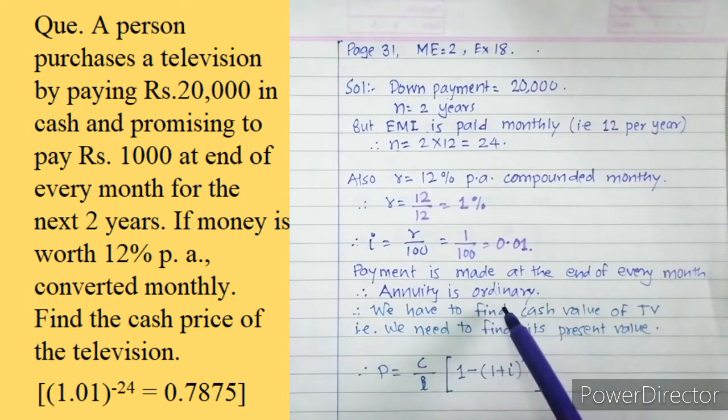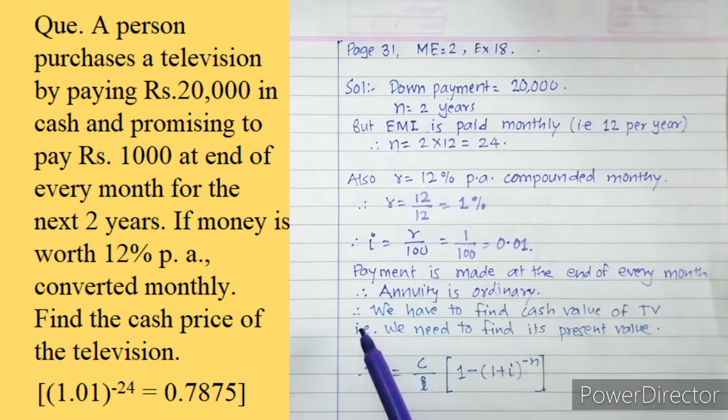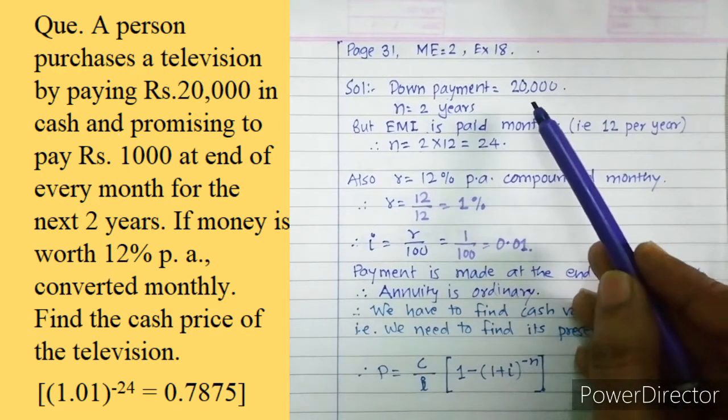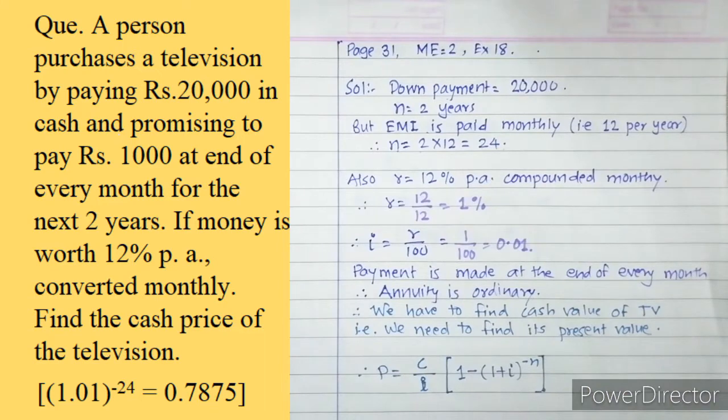Now payment is made at the end of every month. Therefore the annuity is an ordinary annuity, or you can say immediate annuity. Now we have to find out the cash value or cash price of the TV. He is making a payment of rupees 1,000 for 2 years, so we need to find the present value of that annuity. That present value plus this down payment will be the price of the TV.